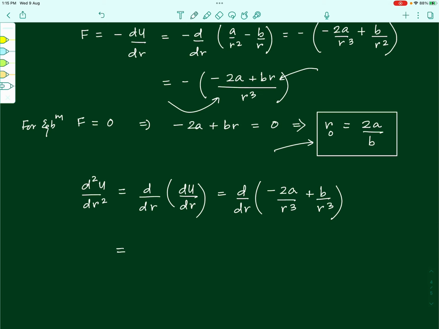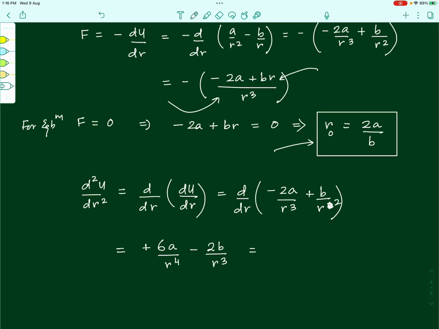We will get plus 6A by R raised to the power 4 minus 2B, because we have an R squared here, not R cubed. This is squared here, so this will be 2B actually. So, minus 2B by R cubed. This is what we have for d2U by dR squared.